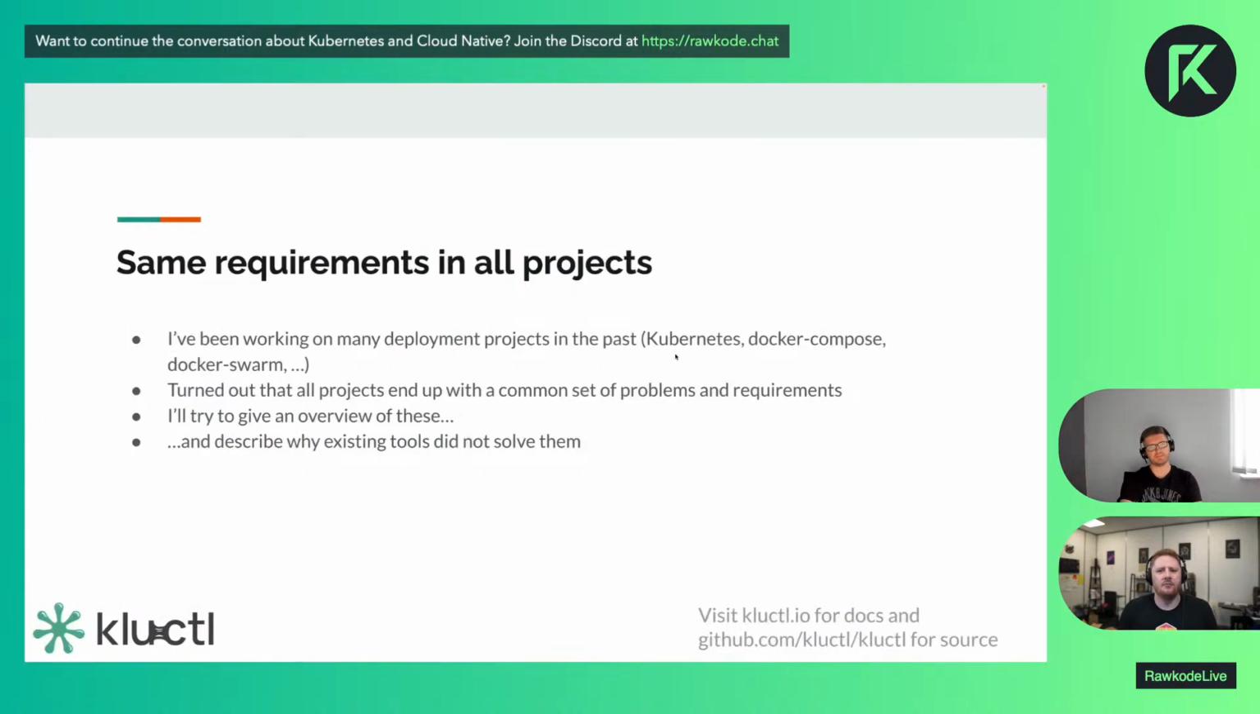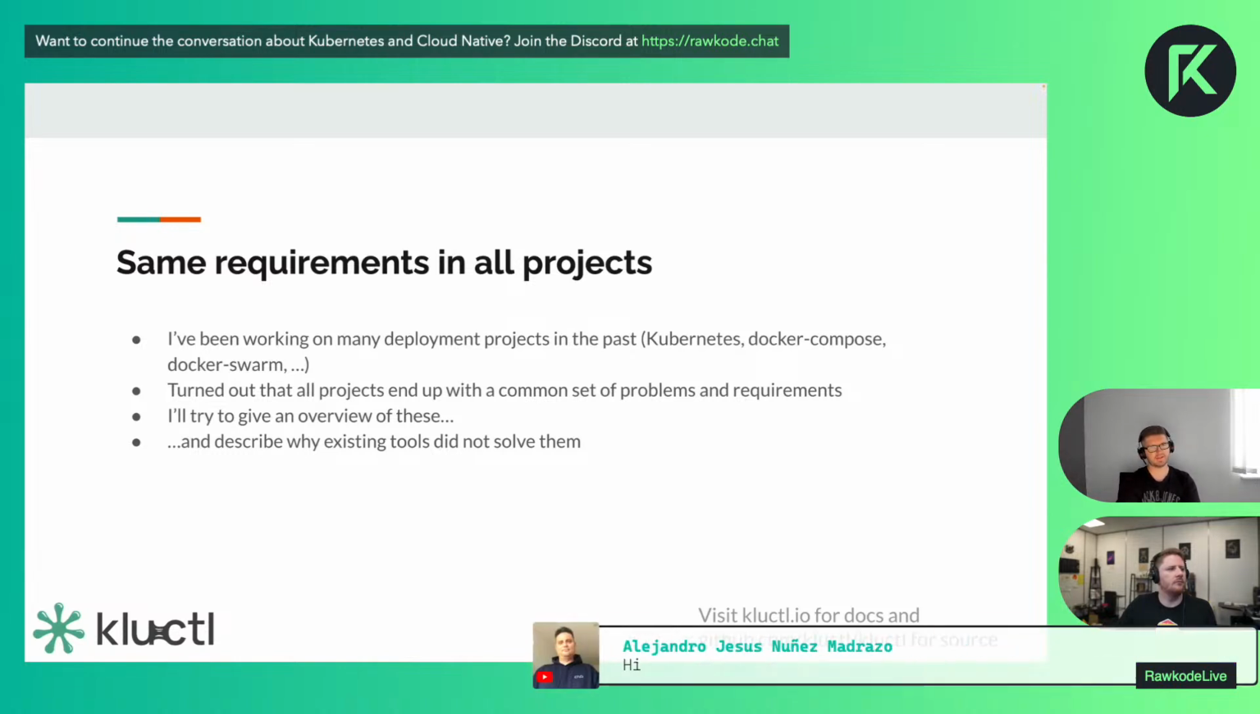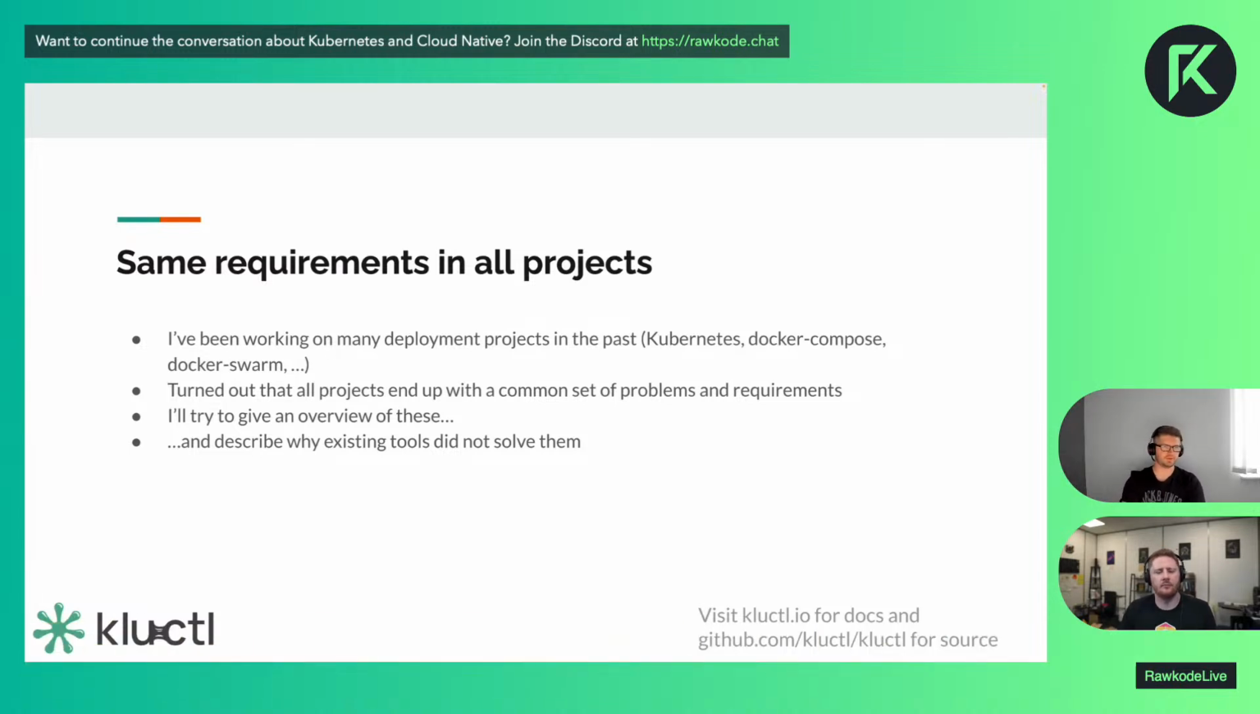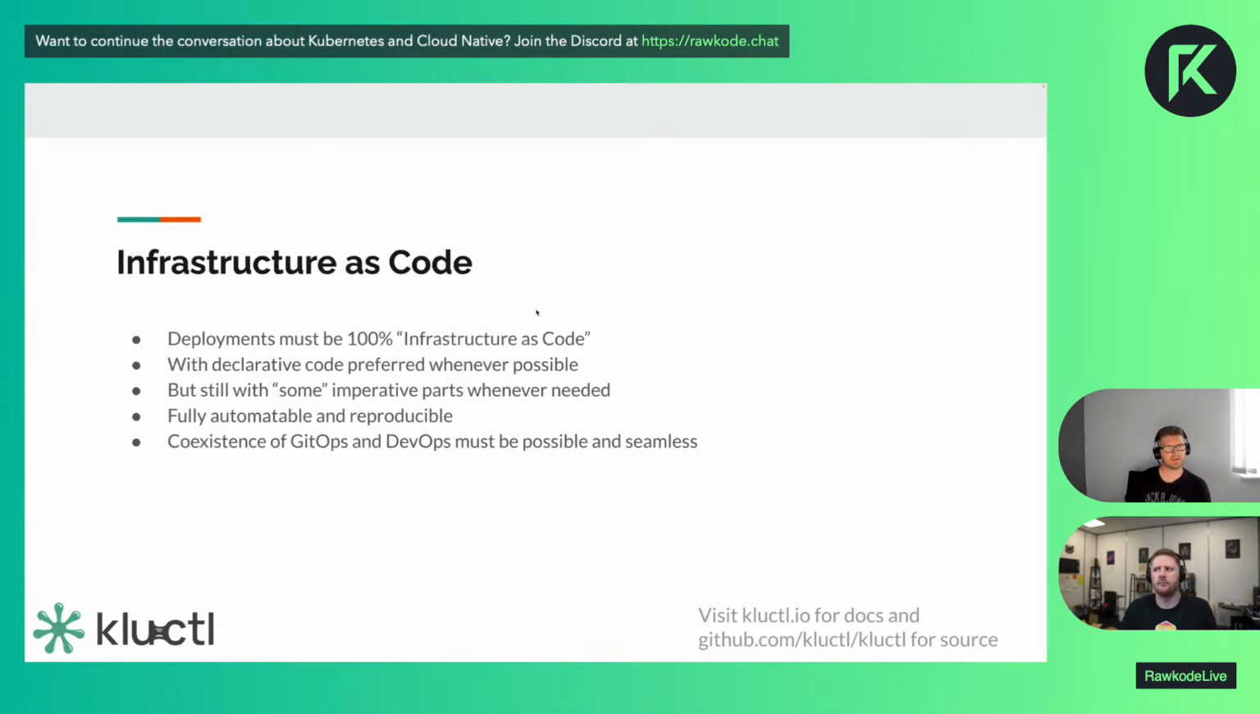So I've been working on many deployment projects in the past. It started with plain Docker, then Docker Compose came, and Docker Swarm, and later Kubernetes. And it turned out that every one of these projects had the same requirements and same problems to be solved. In the next slides, I'll try to give an overview of these and describe why existing tools did not solve them. It won't be the focus, but I'll try to do it kind of in between.